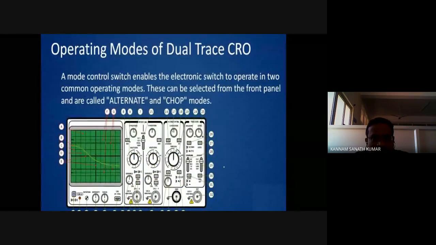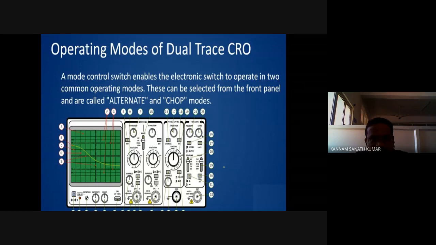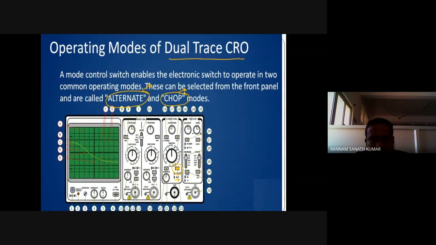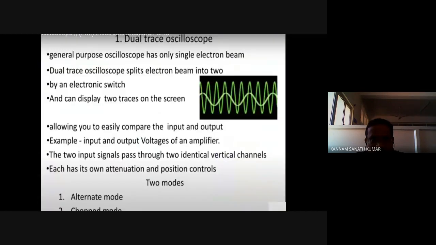Operating modes in dual trace: there are two operating modes. One is alternate mode and the next one is chop mode. How do we select them? In this CRO there will be a chop button. When you press this chop button, it will operate in alternate mode. When you release this chop button, it will operate in chop mode. So these are the two modes it operates in.